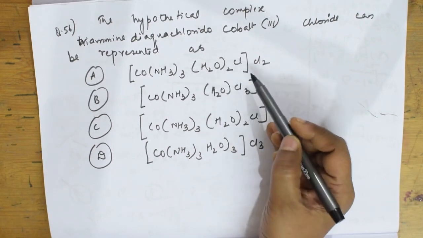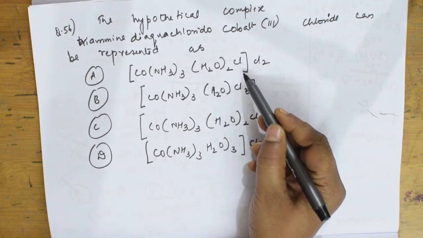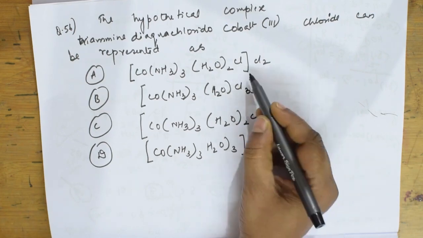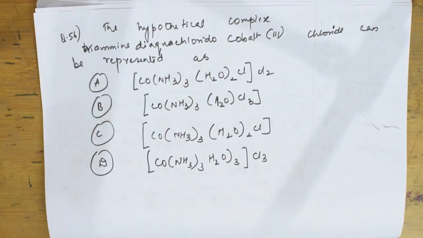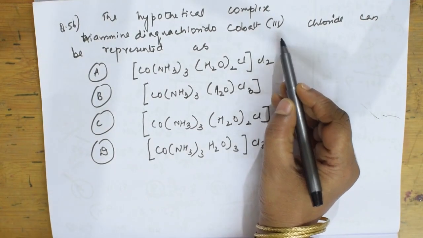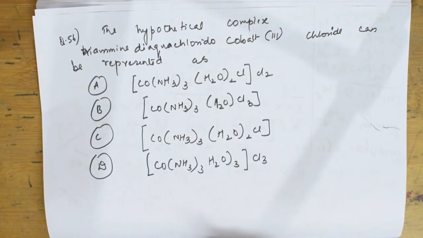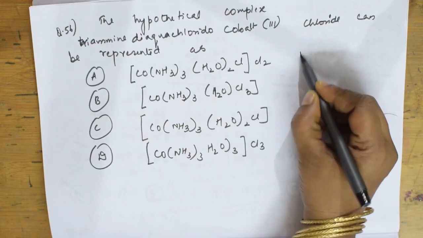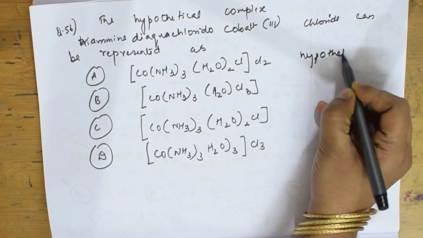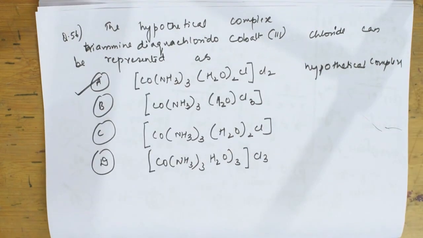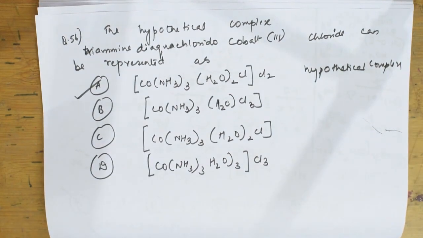In this complex, when I see, this is chlorido, isn't it? Everywhere chlorine is there, but the important thing is the charge on this. Here they've given cobalt 3 chloride. That's why this is a hypothetical complex basically. So according to this name, this is a hypothetical complex, and the correct option for this is A. Done? Yes. Now let's come back and do the next question.